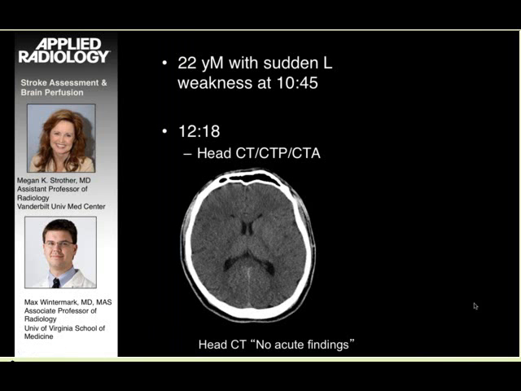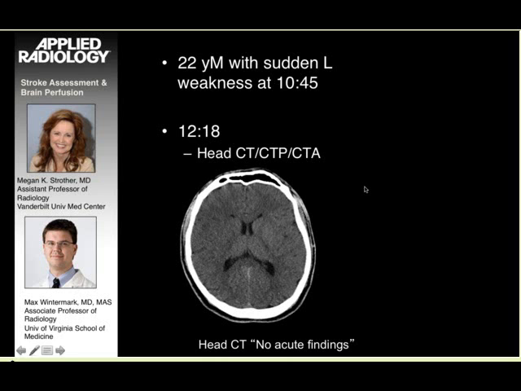Okay, here we go. This 22-year-old male developed sudden left-sided weakness at 10:45 in the morning. An hour and a half later, he had his head CT, CTA, and CT perfusion. The CT was read as no acute findings. I'll let you be the judge.